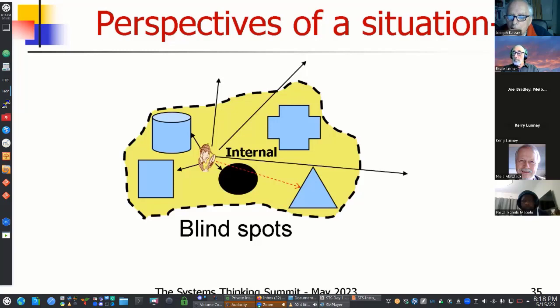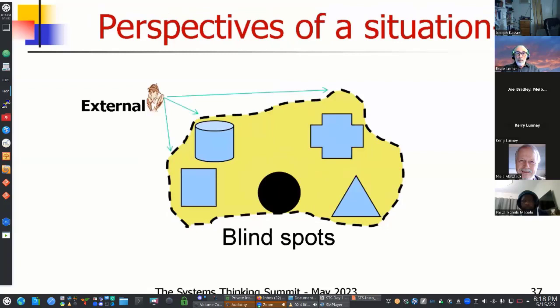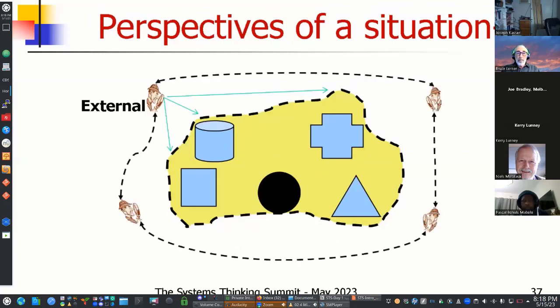So what does he do about it? Well, he moves to another point and looks from those perspectives. And he knows that there are blind spots there as well, but if he chooses enough perspectives, he will see the whole thing. And he's also smart enough to know that he has to go outside and look at it from a number of perspectives on the outside.